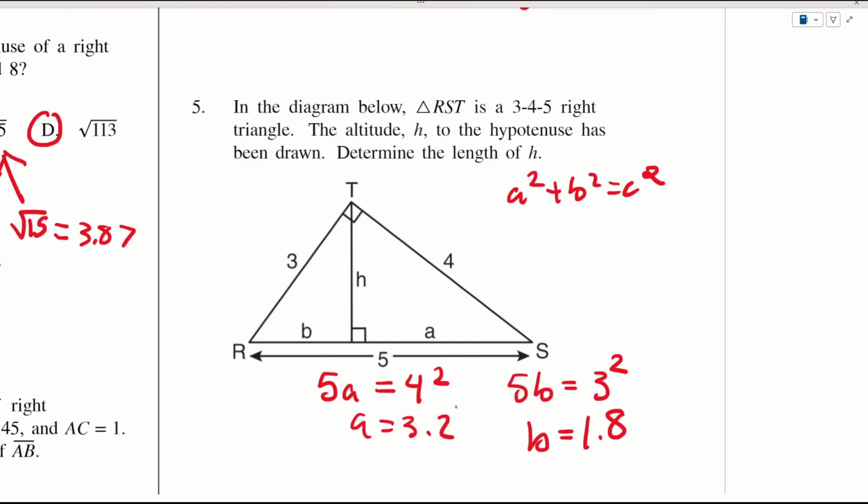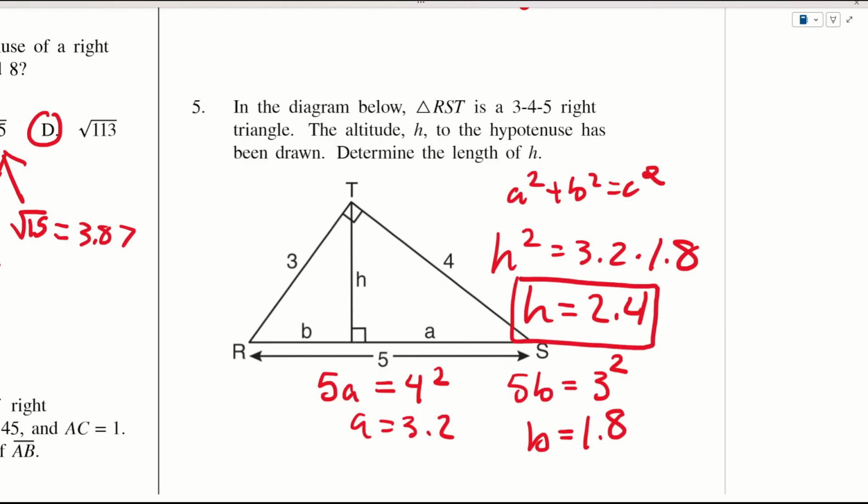By having our answers for A and B, find the length of h. h squared equals 3.2 times 1.8. You can see this is like the Pythagorean Theorem. We're trying to find the height h, so we're squaring that also, and we already squared these and divided by 5. So by multiplying that and taking the square root, we're going to get an answer of 2.4, and that is the height of our altitude for this question.